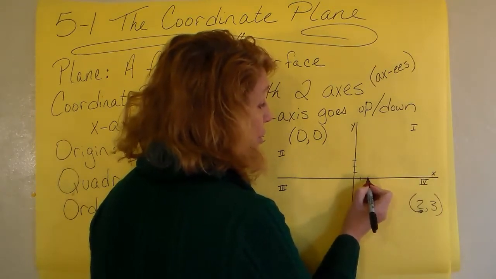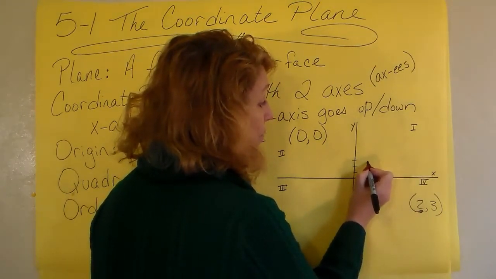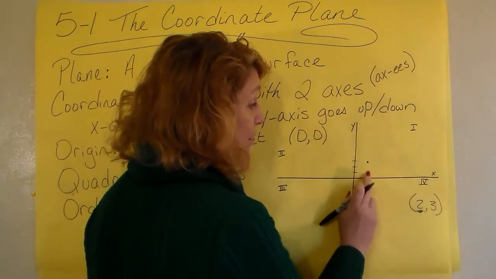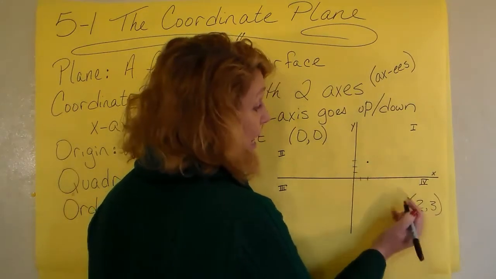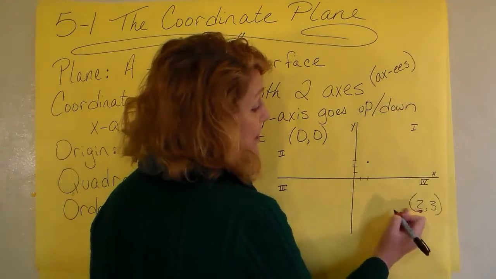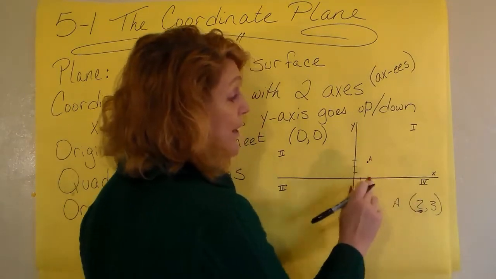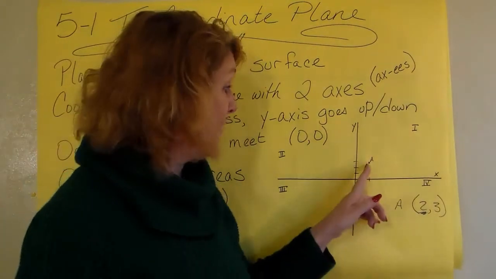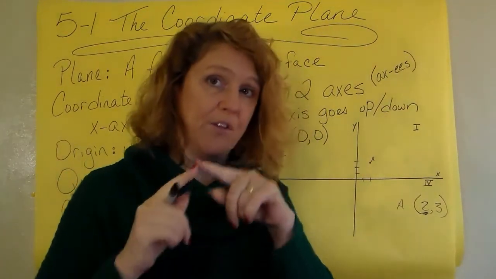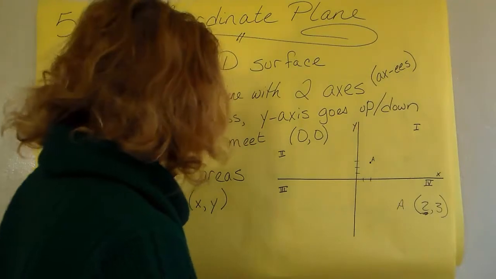So we're going to go over 2 and up 3, and we're going to put a point right exactly where 2 and 3 meet. And we have to label this. So let's say this is point A. So we're going to label our A somewhere right around that point. The dot has to go right where those 2 cross, however, okay?